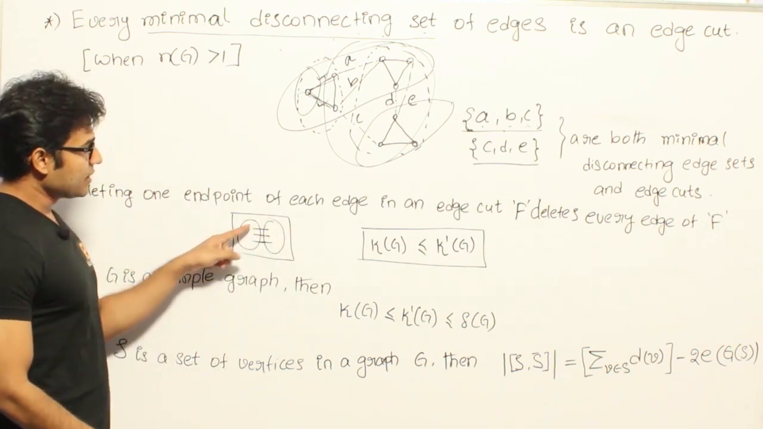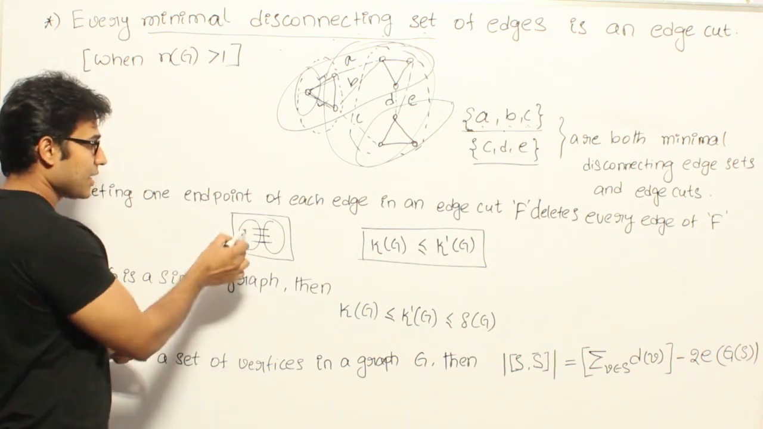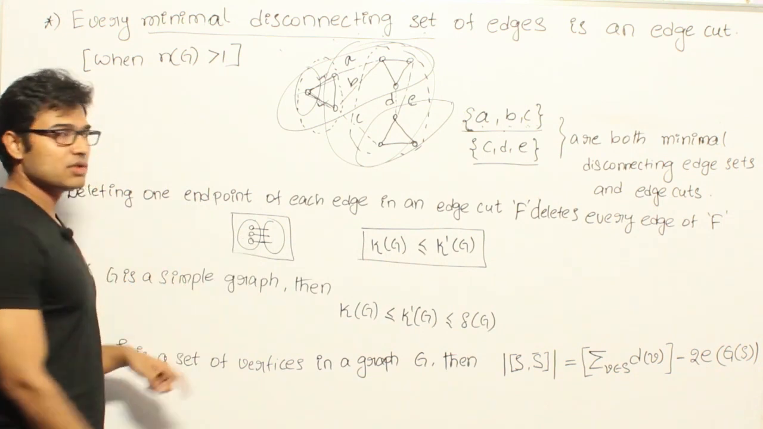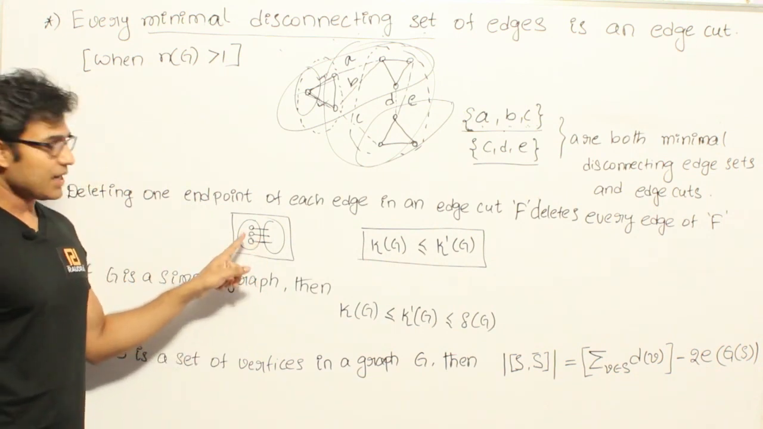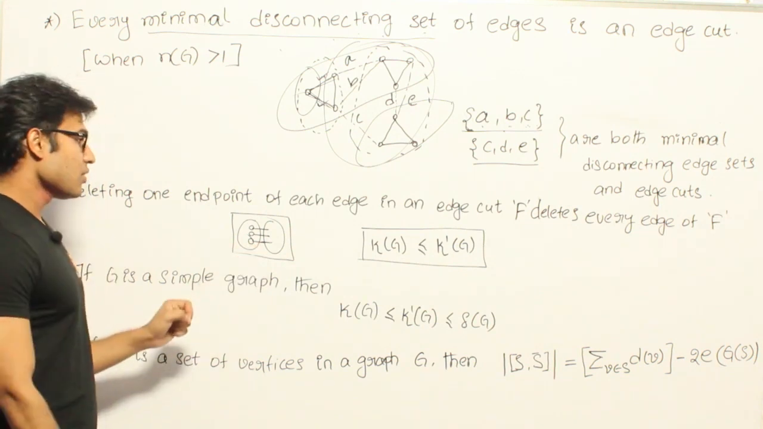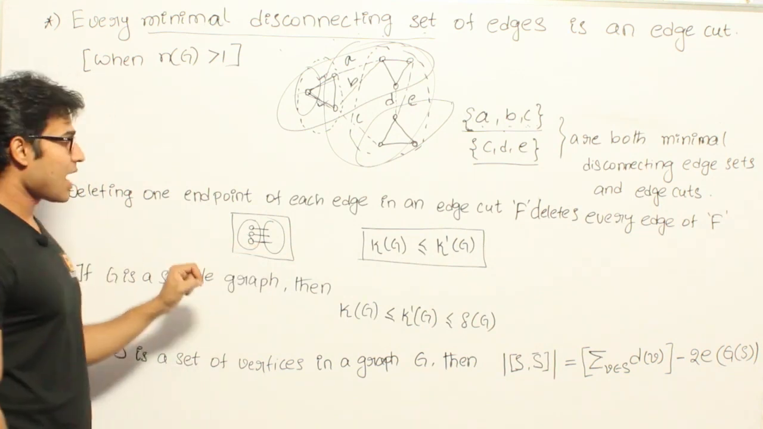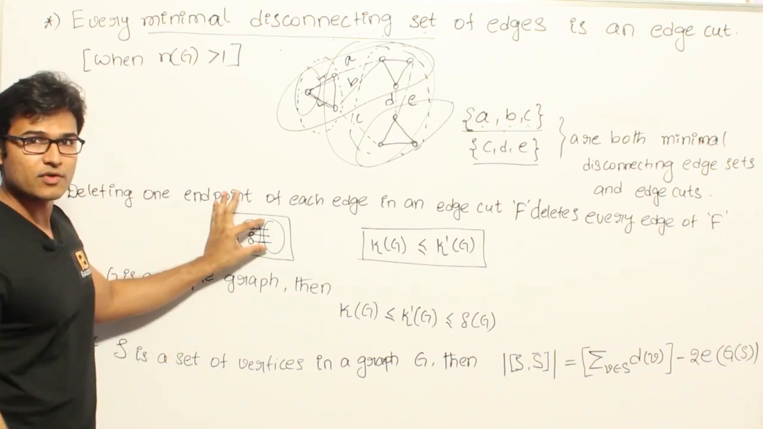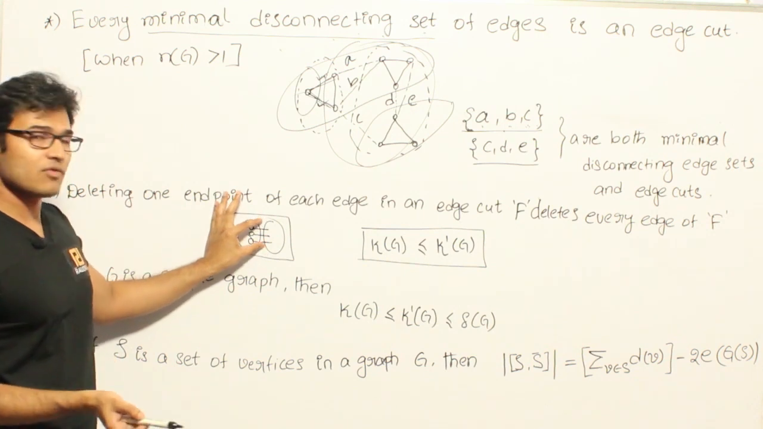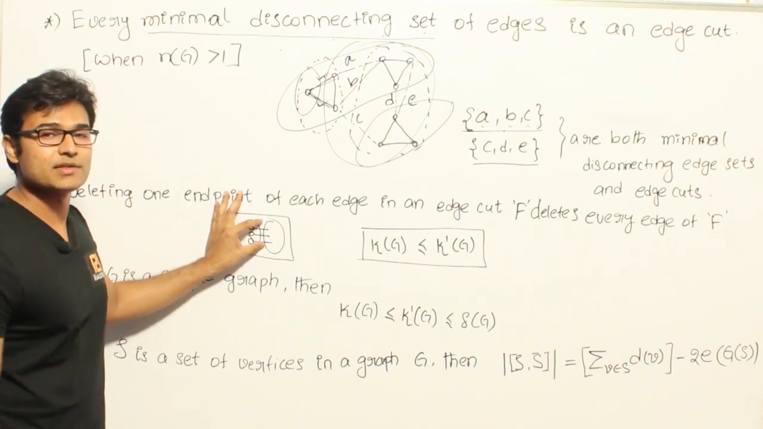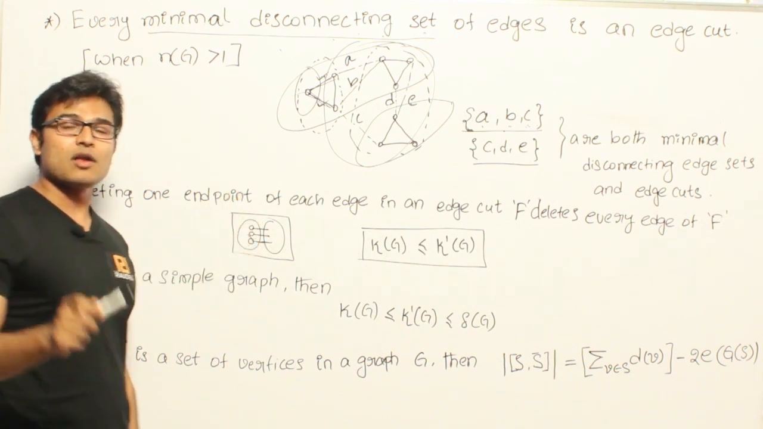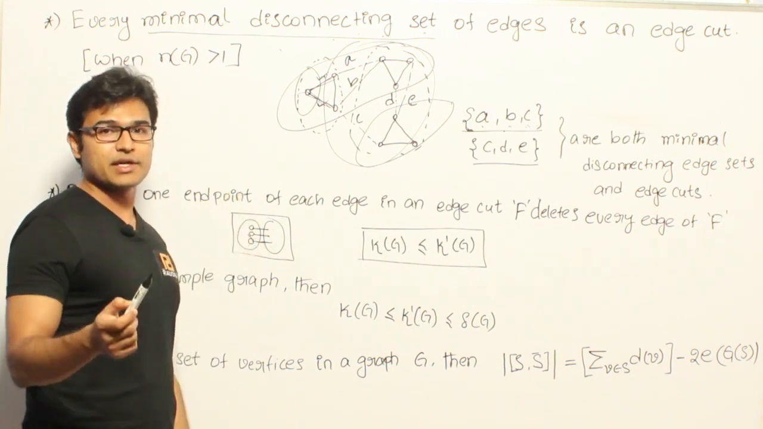Now, in order to delete these three edges, I can delete any one of the vertices which are adjacent to these three edges, these three vertices, and still I'll be able to disconnect the entire graph. Got it? Therefore, in worst case, I can disconnect a graph by deleting exactly the number of vertices which is equal to the minimum number of edges required to disconnect it. Therefore, our vertex connectivity will always be less than or equal to the edge connectivity.